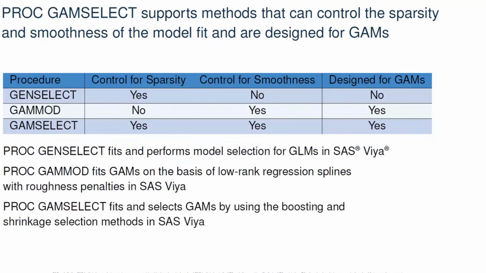The GAMSELECT procedure supports methods for both fitting and selecting GAMs while controlling the smoothness of the model fit. It does so by using implementations of a boosting and shrinkage selection method designed specifically for GAMs. One point of comparison not on this slide is that the GAMSELECT procedure does not support inference on the fitted model, whereas Proc GAMMod does. Also, while there are procedures in SAS/STAT software that are analogous to Proc GenSelect and Proc GAMMod, there is no procedure in SAS/STAT software analogous to Proc GAMSELECT.